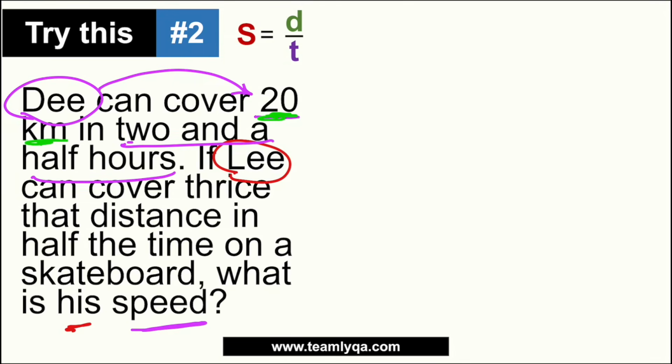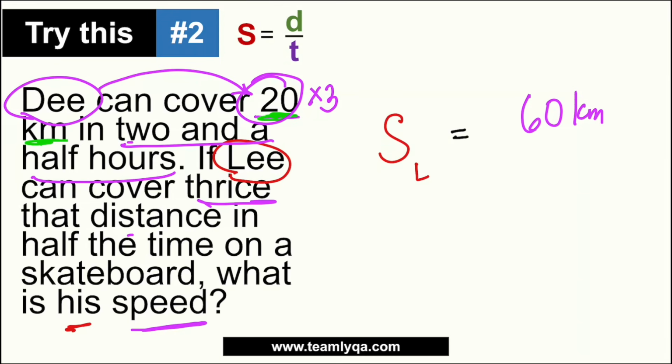Okay? Now, si Lee, ang given kay Lee, na hindi natin alam kung ano ang kanyang speed, so speed ni Lee ang hinahanap, kailangan daw, ang kaya niya i-cover ay thrice that distance. Ano tong distance na ito? Yung distance na kino-cover ni D. So, ang distance na kino-cover ni D ay 20. Dahil thrice, and what thrice means is basically times 3, we'll have to multiply this by 3. So, 20 times 3 ang distance na nako-cover ni Lee. So, that would be 20 times 3, 60 kilometers. Okay? That's the first thing.